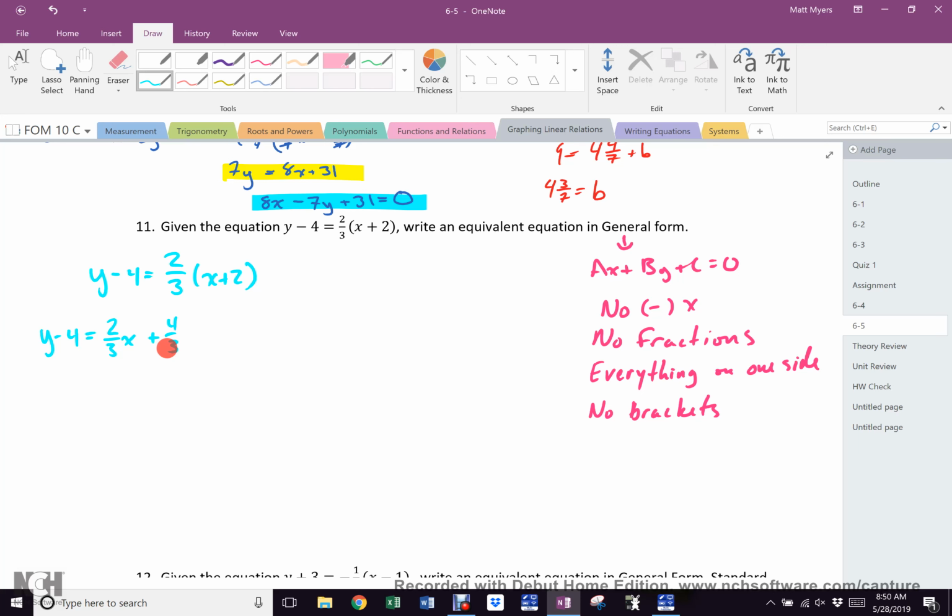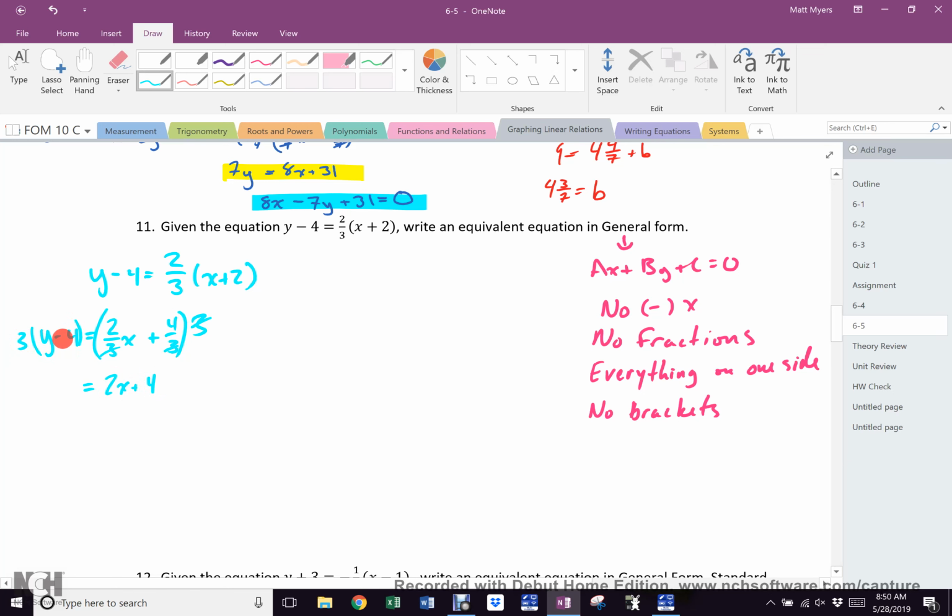You want to get rid of the fractions? Okay. How do I get rid of these divided by 3? Multiply this side by 3. What's going to happen to all those 3s? Gone, gone, gone. And what's left? 2x plus 4. But since I multiplied the right by 3, what do I got to do? I got to do the same thing to the other side.